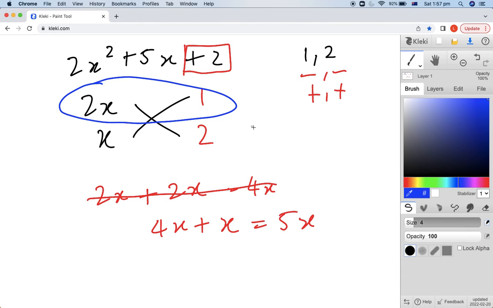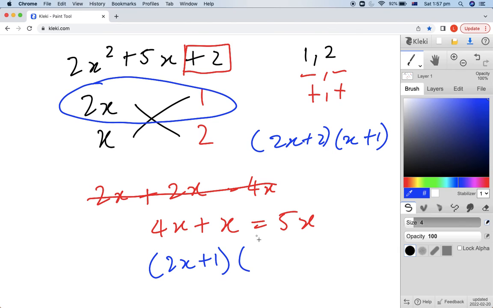And like mentioned earlier, we always want to write across this way. Because if we wrote it diagonally, our equation would look like 2x plus 2, x plus 1, which is actually incorrect, right? We don't want this. What we want is 2x plus 1 and x plus 2. And that will be our final answer. Perfect.